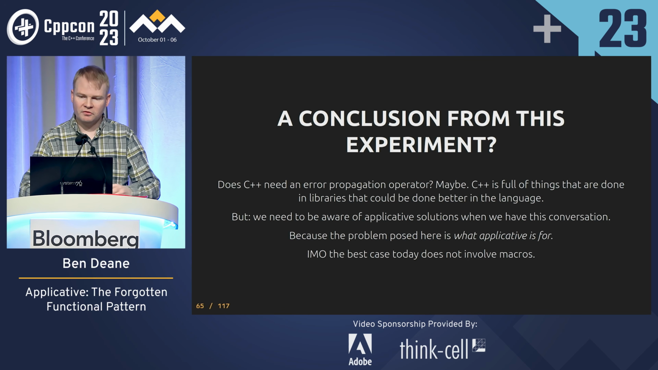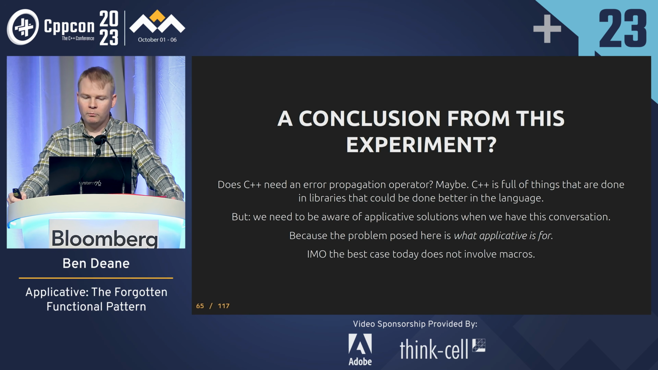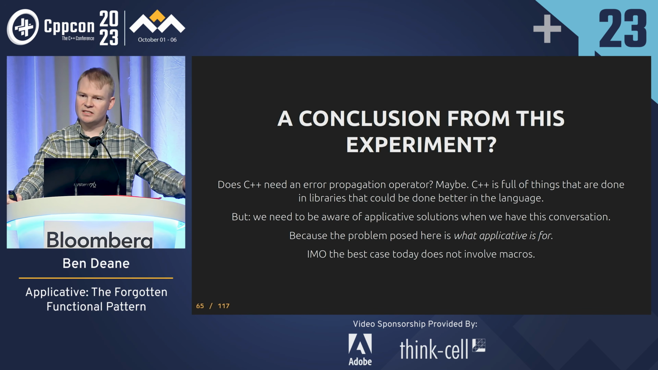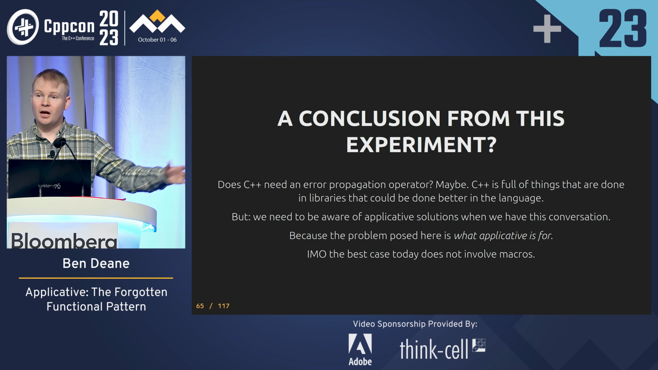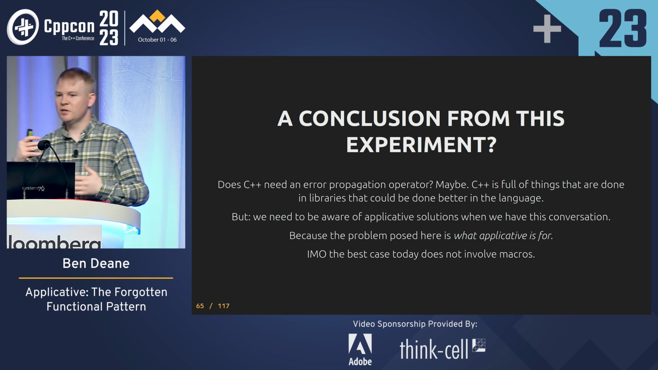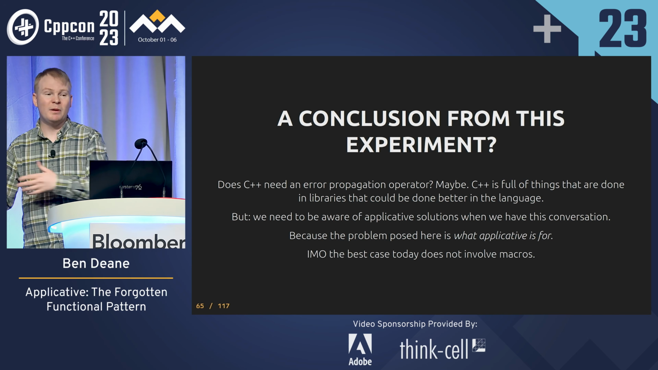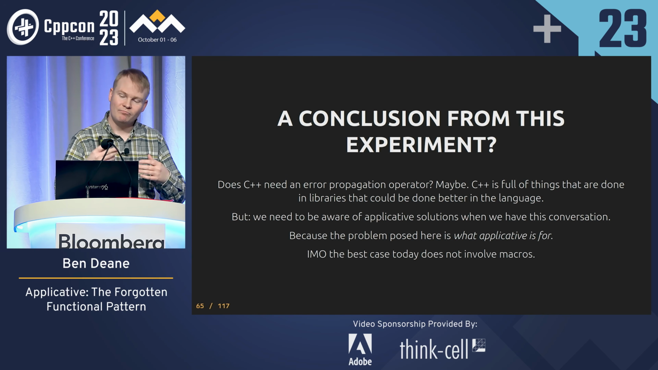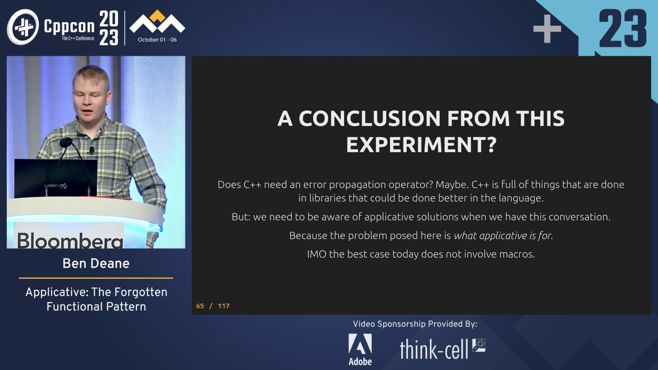Okay, so conclusion from this. Does C++ need an error propagation operator, as that paper says? Well, I would say the answer is a solid maybe. Like, I wrote comparatively a lot of machinery to make this work. C++ is full of library solutions that might be better in the language. So I'm not going to say to Barry, who wrote the paper, that we don't need this.